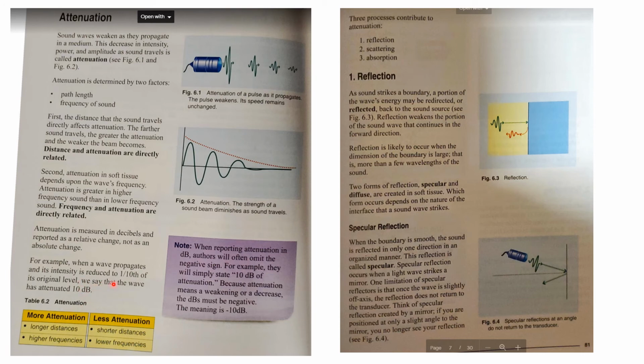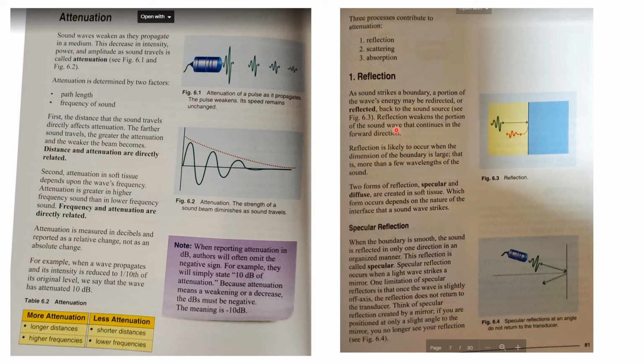Note, when reporting attenuation in dB, authors will often omit the negative sign. I guess I already talked about that over here. They might just say 10 dB of attenuation, and that means minus 10 dB. Now, there are three processes that contribute to attenuation. There can be reflection off a boundary when you go from one medium to another. There can be scattering of the signal, and the signal energy can also be absorbed.